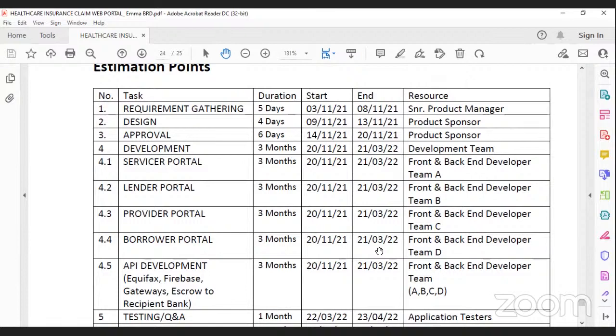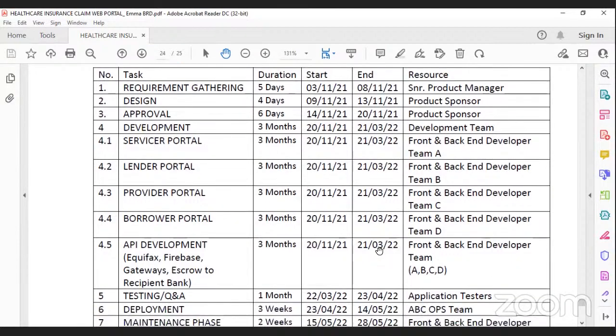If you look at 4.1, servicer, portal, lender, provider, borrower, and then the APIs, all will be done within 3 months. And we are looking at different teams. So if you look at our resource here, we are looking at doing both front and back end. And then we are going to give the servicer portal to our first team, team A, team B, team C, team D, and then together they all come together concurrently and also run the front and back end for the APIs and then merge all these connections together.